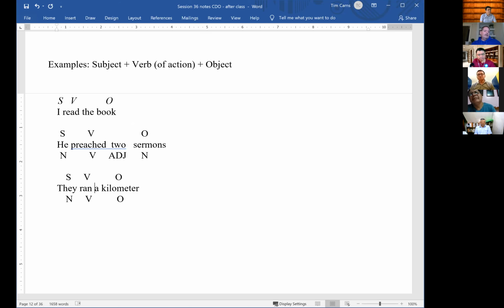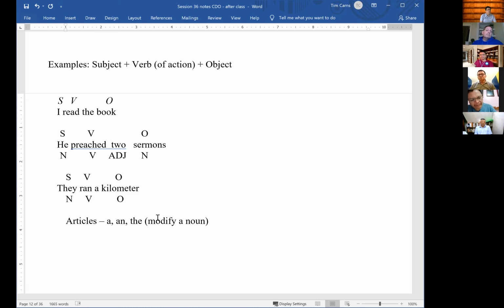Now, what is this letter A? An article. We haven't talked much about articles. Articles always define or describe a noun. Articles are a and the, all right? They modify a noun.